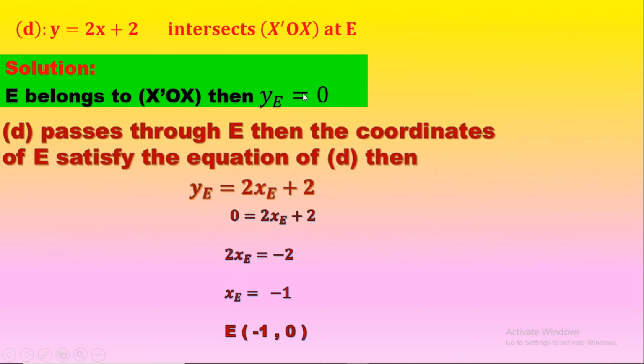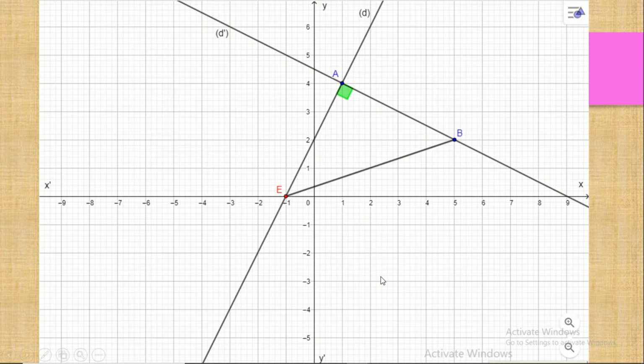Now ye, we have just proved, is 0, then 0 equals xe plus 2. If we move plus 2 to the other side, it becomes minus 2, so we can say that xe equals minus 2. Therefore, E has the coordinates minus 1, 0. Now we have to prove that triangle AEB is right isosceles at A.